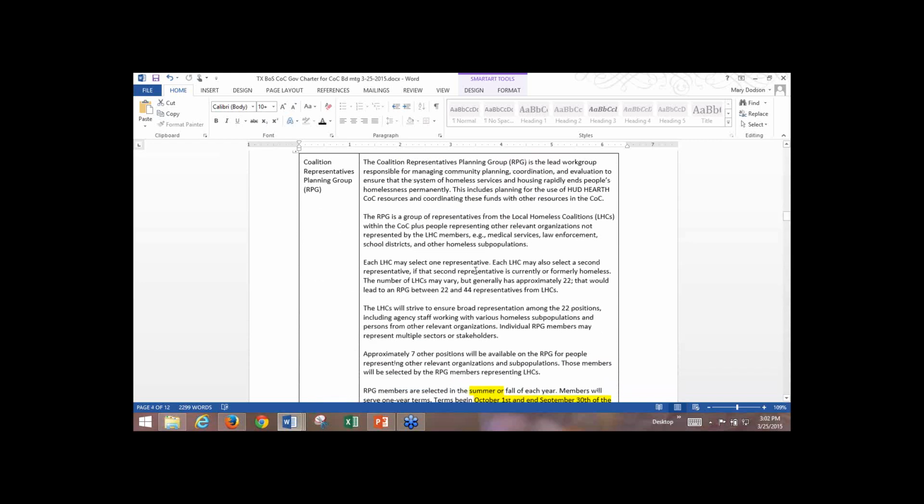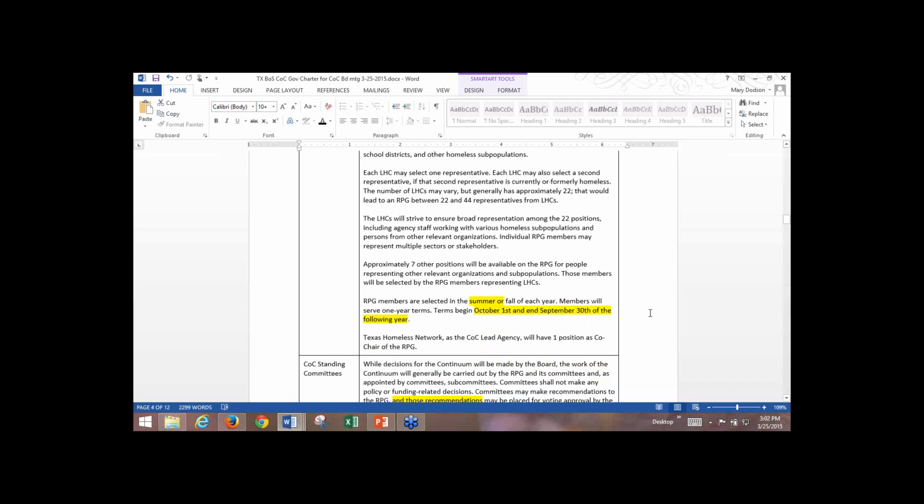Here is a description of the Coalition Representatives Planning Group. It's pretty much what it sounds like. Local homeless coalitions will select a person who will serve as their official representative to the COC. And for those of you who just filled out ESG applications, you know how important having that person participate in the COC meetings is. TDHCA uses that in their scoring of your ESG application. So that's just one reason to participate. But we certainly hope that you'll also participate because you want to work with us and join the effort.